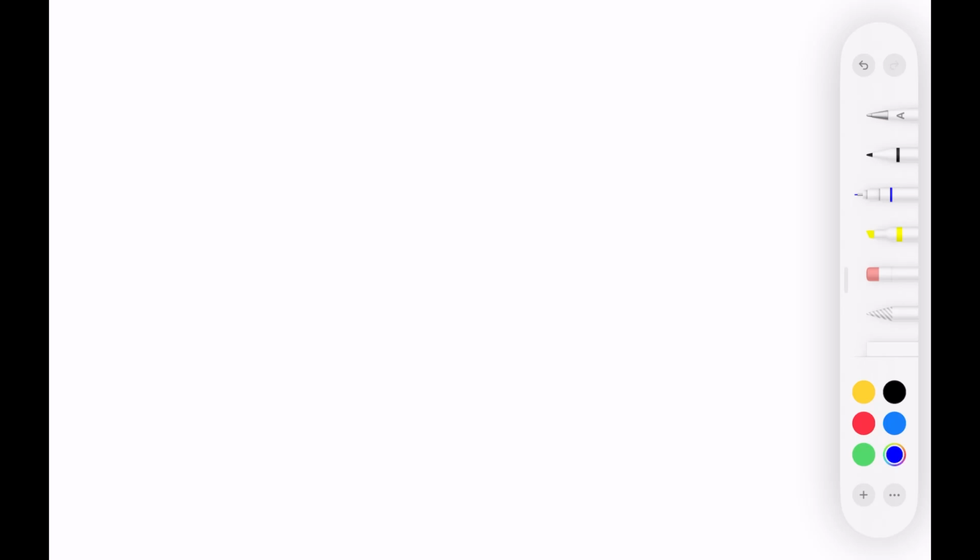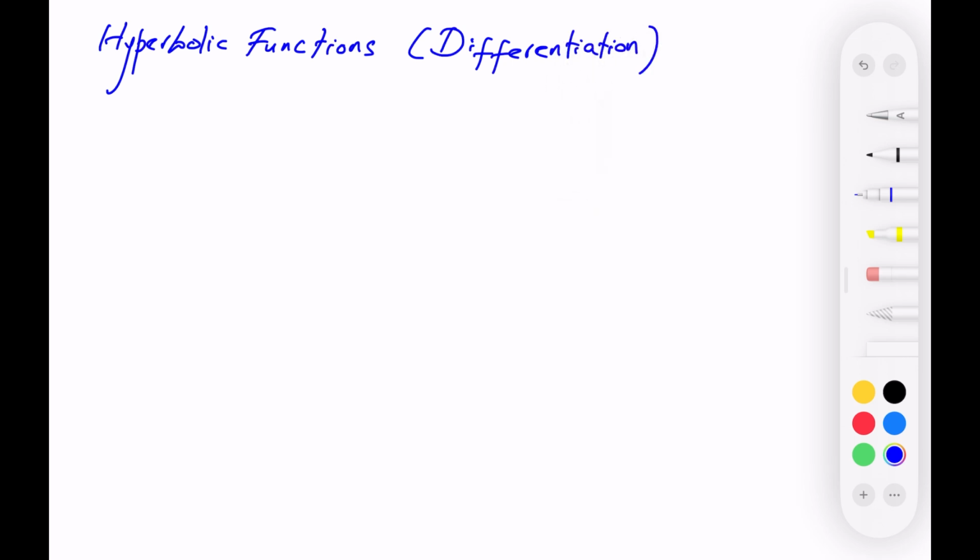This video introduces the differentiation of basic hyperbolic functions. We will need to revisit the definitions of sinh and cosh functions, and then we can write down all the other functions in terms of sinh and cosh functions, and after that we will do the differentiation.